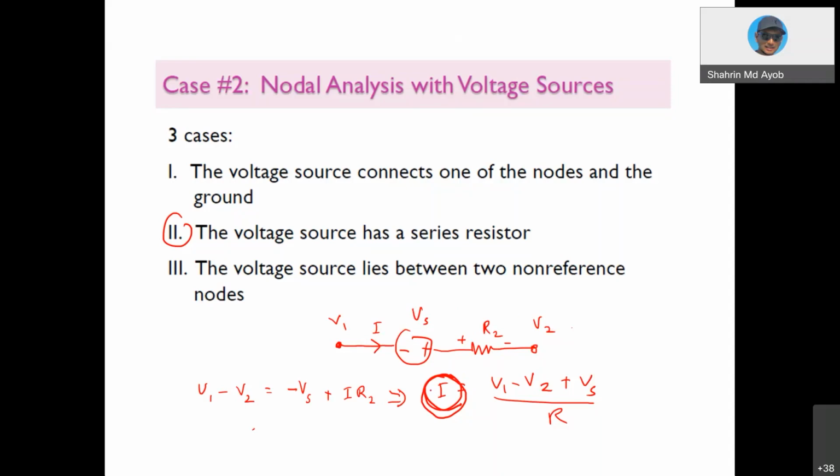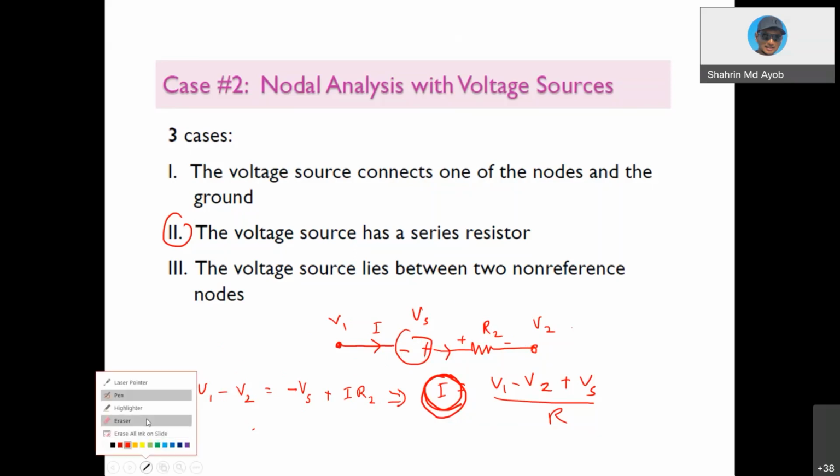First, what you need to do is to assume the current direction. In this example, I assume that the current will flow from V1 to V2. Then the polarity is like this, for example, for the voltage source it can be negative or positive, depending on the question. The current must always enter the positive terminal of the resistor. So I write my equation like this: V1 minus V2 is equal to negative Vs plus I R2.